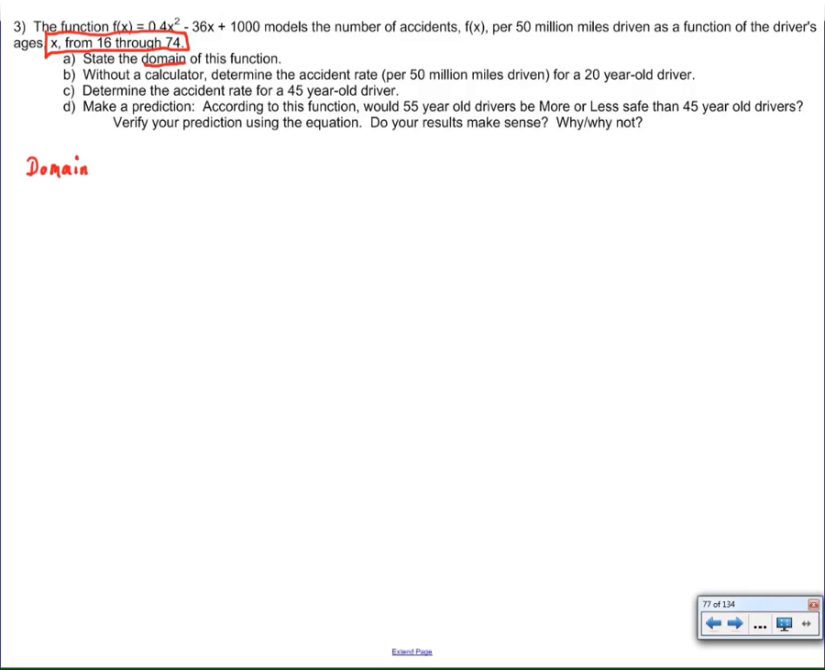So in this case, 16 through 74 is my domain, so I'm going to write it in math notation. x represents any age, 16 or older, or younger than 74, anything in between. And that's age in years.